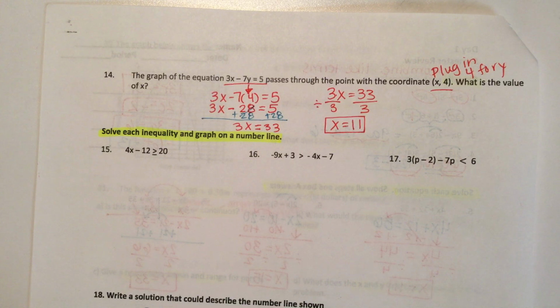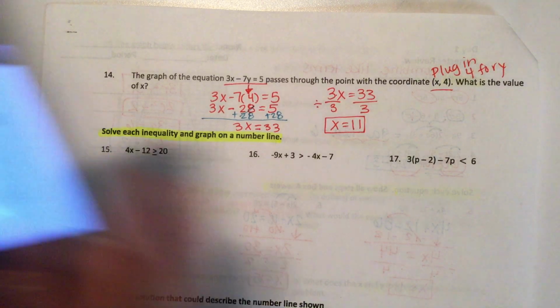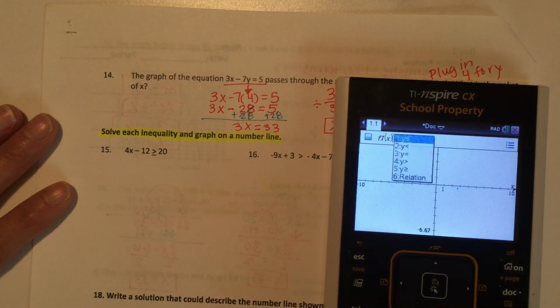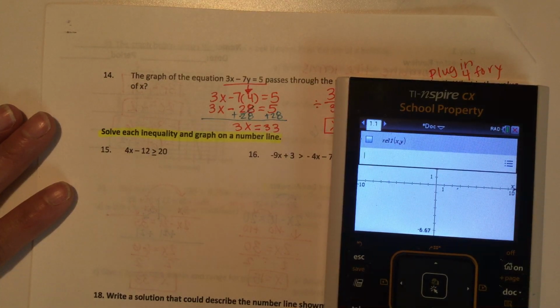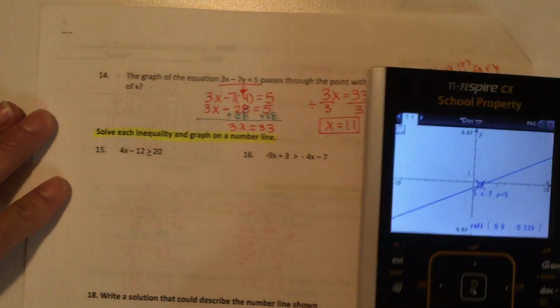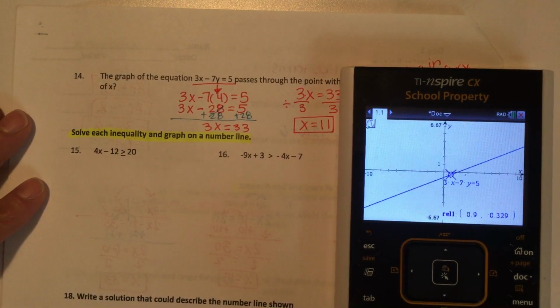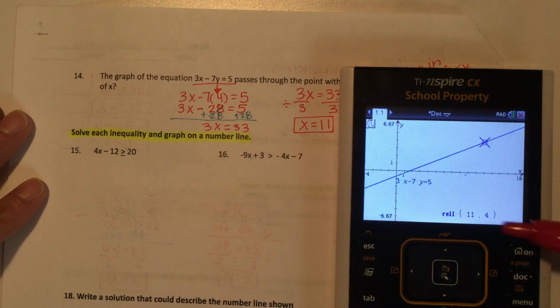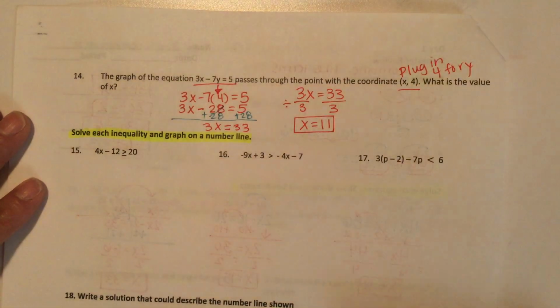If you wanted to check that, you could go to your calculator, go to a graph page, and delete and choose 6. If you graph the equation 3x minus 7y equals 5, enter. Then you choose menu 5-1. You can trace along your graph. If you're checking if x is correct, you can type in the x value, 11, press enter, and it takes you directly to your point, 11, 4, x, y. And that's your point.